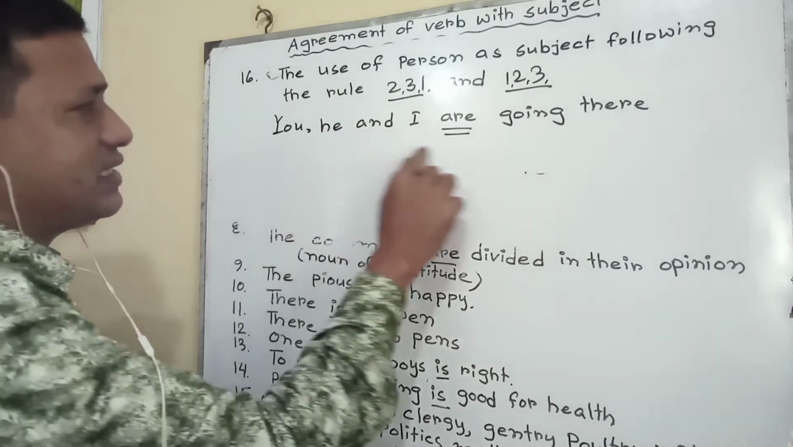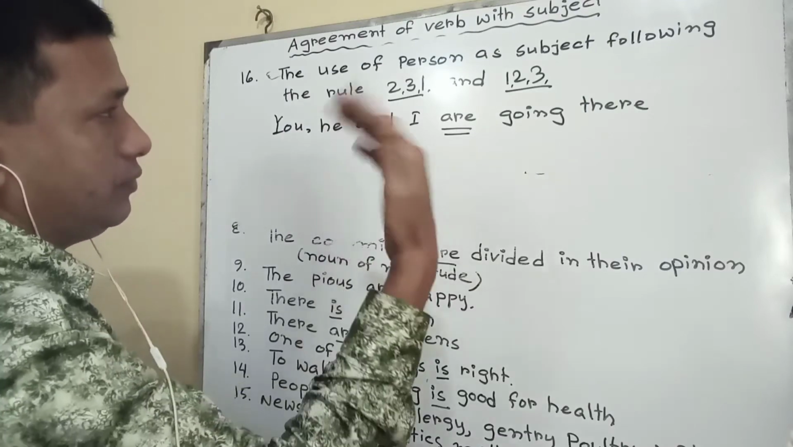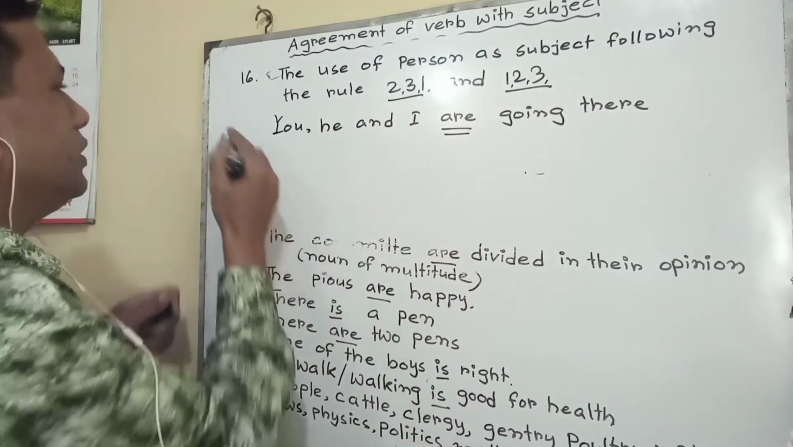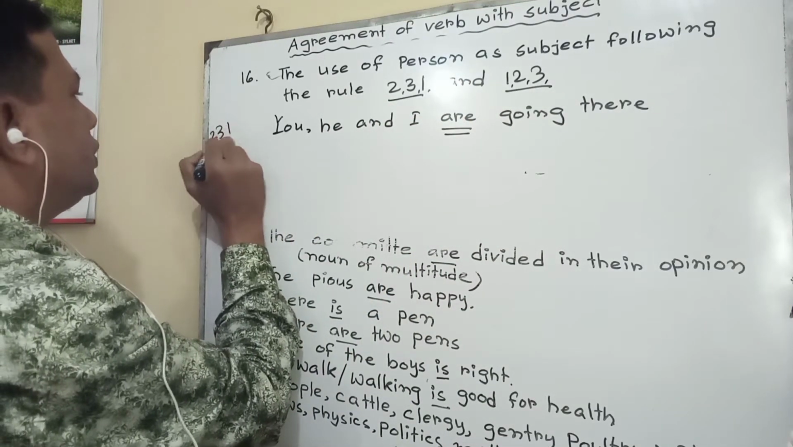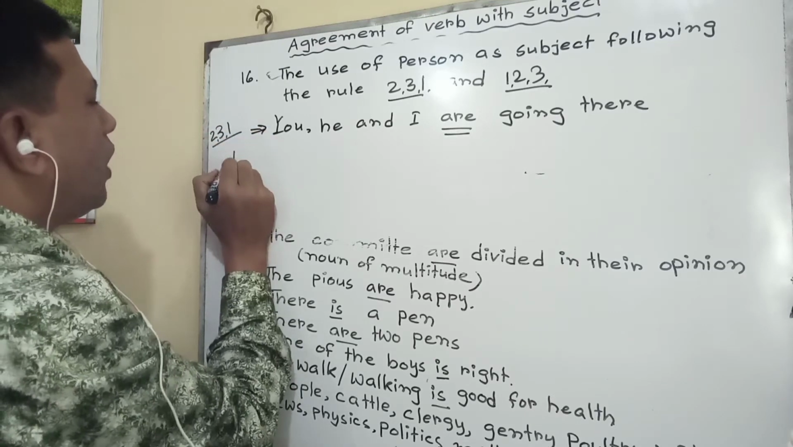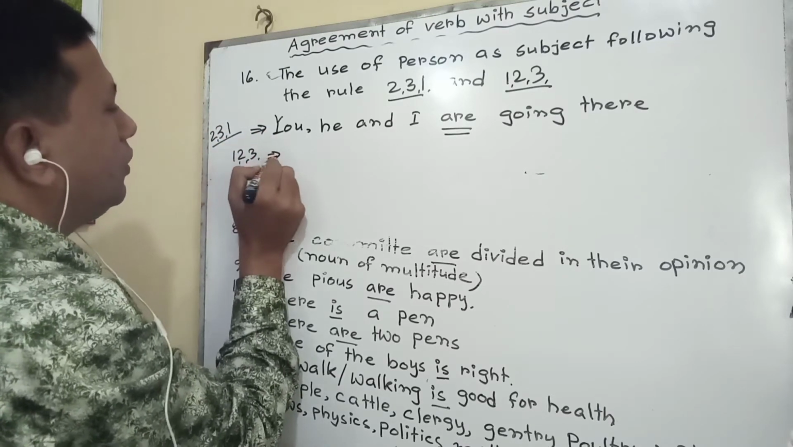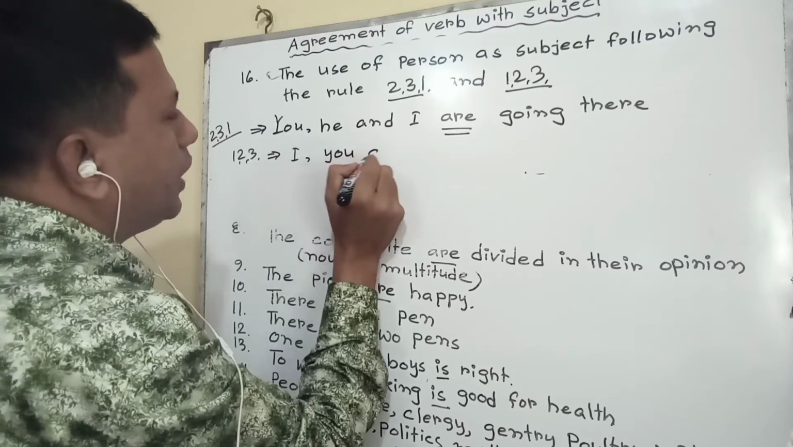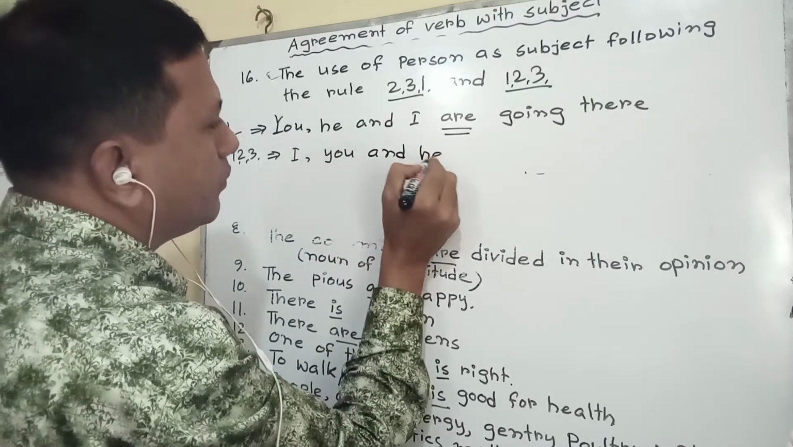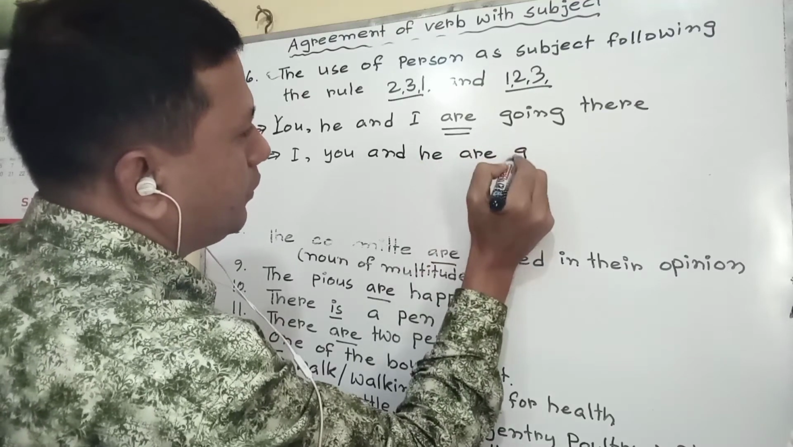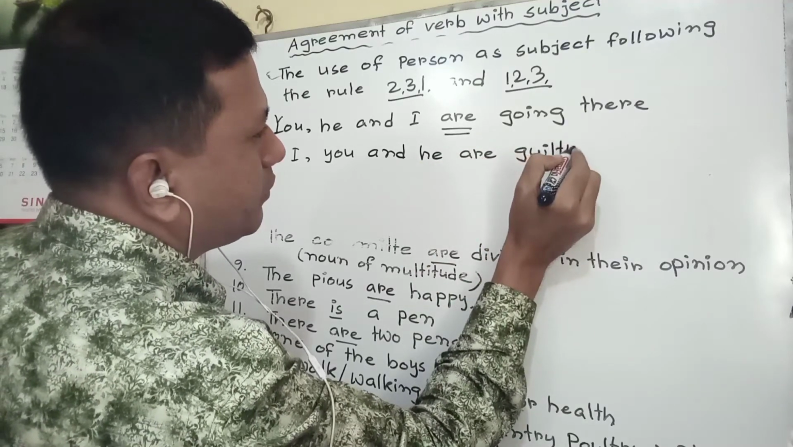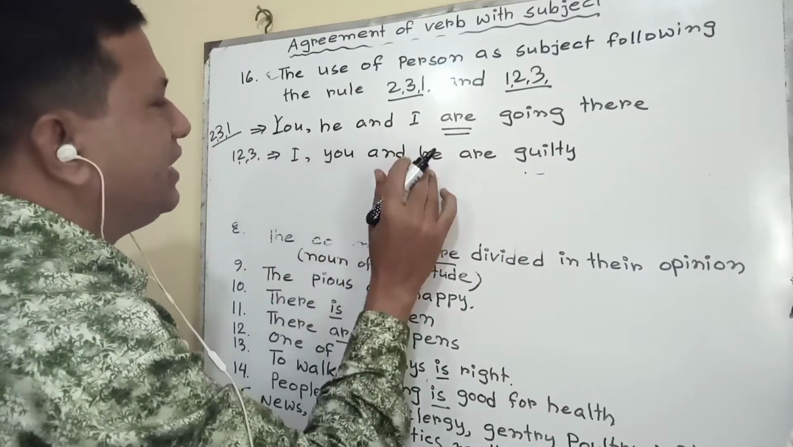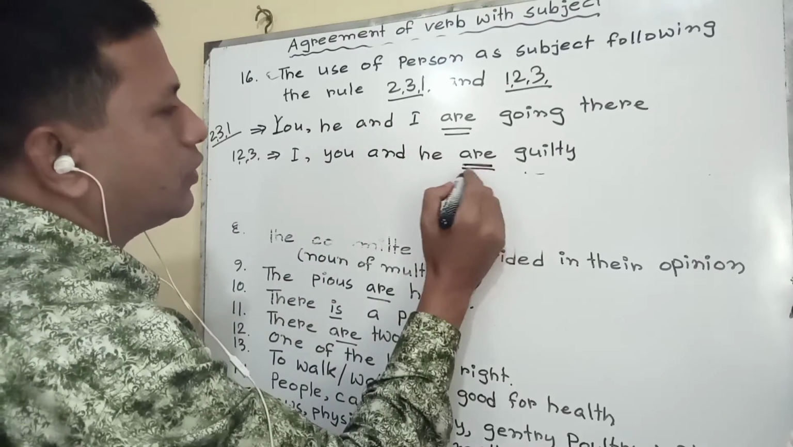When it is in a general sense, at that time 2 3 1. But when it means guilty, at that time 1 2 3. Such as, this one is the 2 3 1 rule. But now the 1 2 3 rule: I, you and he are guilty. When it is guilty, or you have committed bad things, at that time "I, you and he," as those are plural, "are" will be used here.